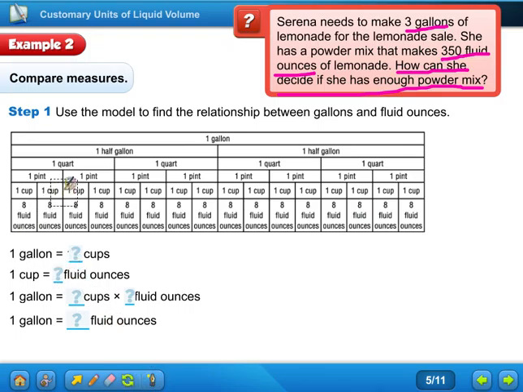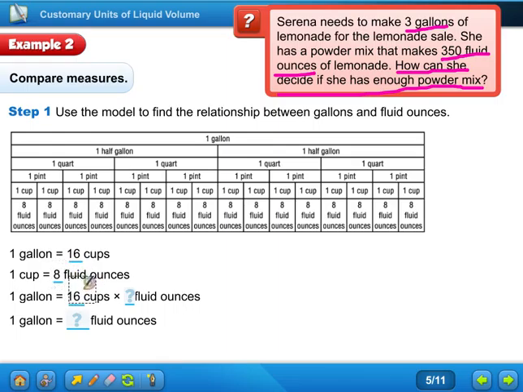So let's figure this out. 1 gallon equals how many cups? 1, 2, 3, 4, 5, 6, 7, 8, 9, 10, 11, 12, 13, 14, 15, 16. So 1 gallon equals 16 cups. 1 cup equals how many fluid ounces? 1 cup, 8 ounces. 1 gallon equals how many cups? 1 gallon equals 16 cups.